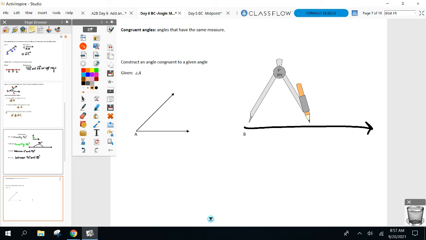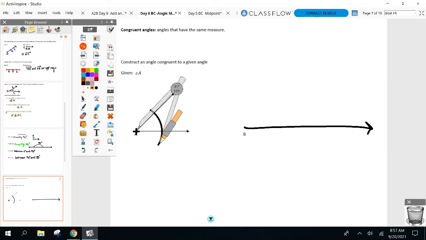Take your compass and put it on the vertex of the angle we're copying. What you want to do is make an arc through both of the rays of that angle. It doesn't matter how wide or how narrow your compass opening is. Put your compass point on the vertex and make an arc that intersects both those rays, like I have done right there.